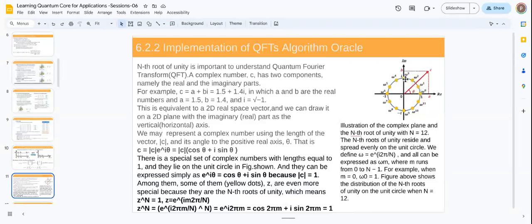So if n is equal to 12, 360 degrees is 2 pi radians. Pi radian is 180, 2 pi is 360, 360 divided by 12. So omega is nothing but e to the power i 2 pi by n. This is because you have got an imaginary axis and a real axis.